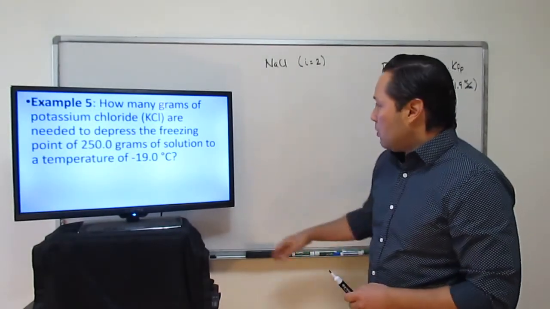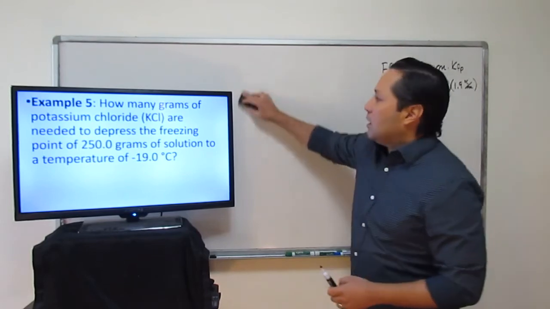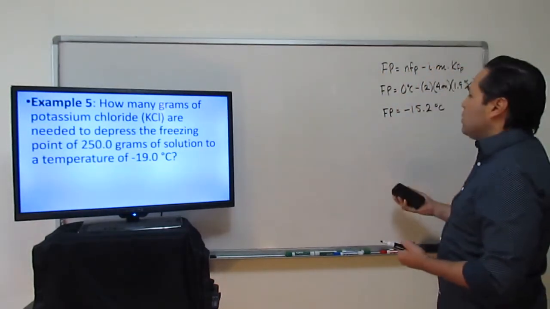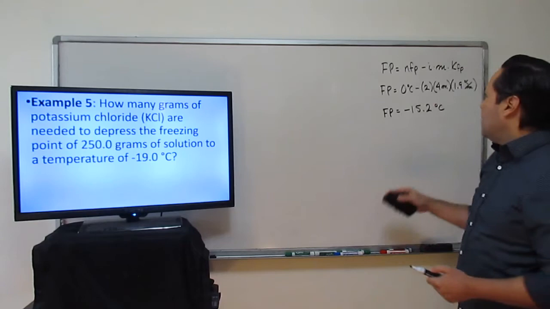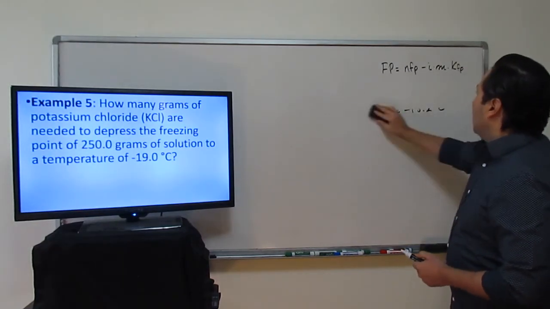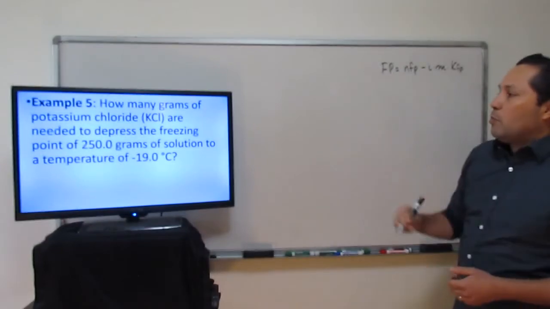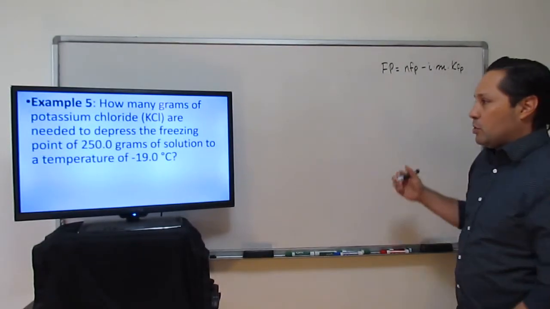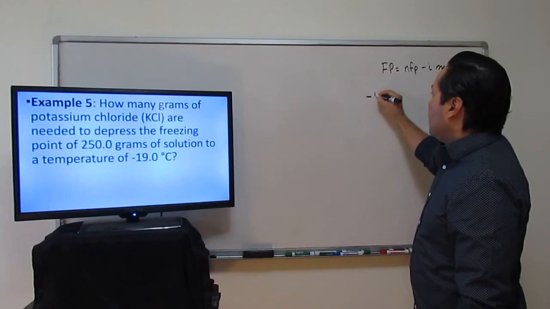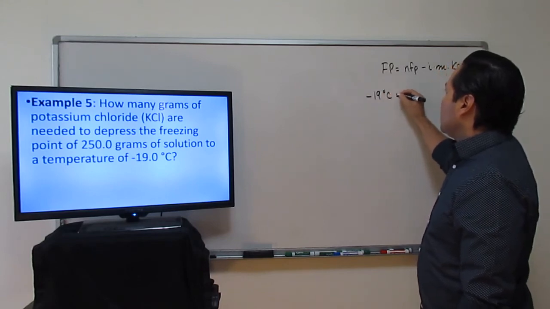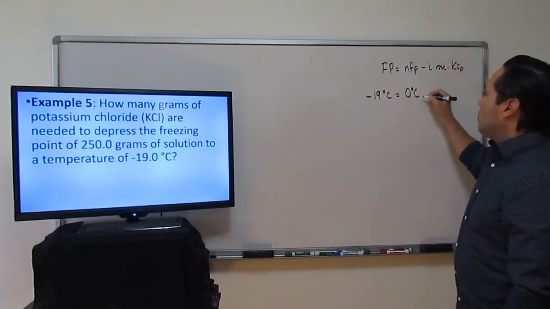Alright, so this problem is a little bit backwards where they're giving you what we want the temperature to be, so therefore, how much of the KCl should we add? Alright, so let's start with what we do know. We know the freezing point that they want, the depressed freezing point is going to be negative 19 degrees Celsius. Normal freezing point of water is 0 degrees Celsius.